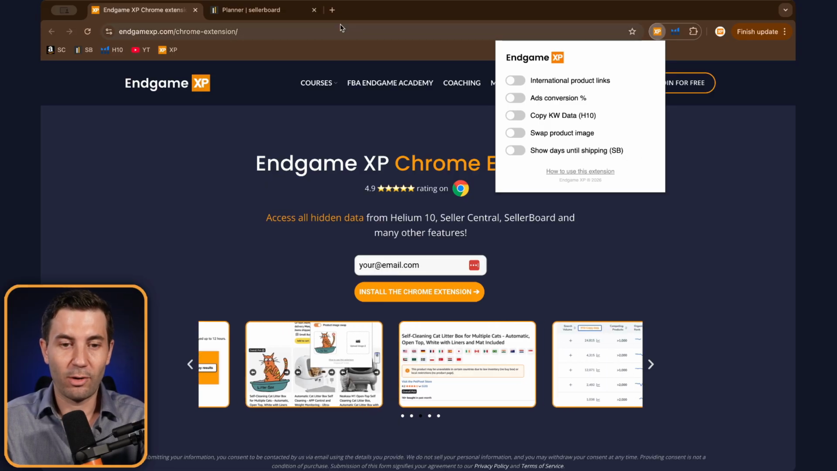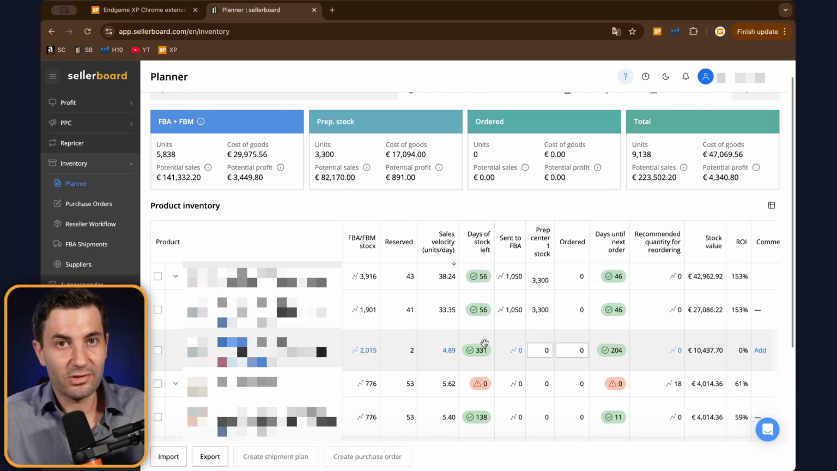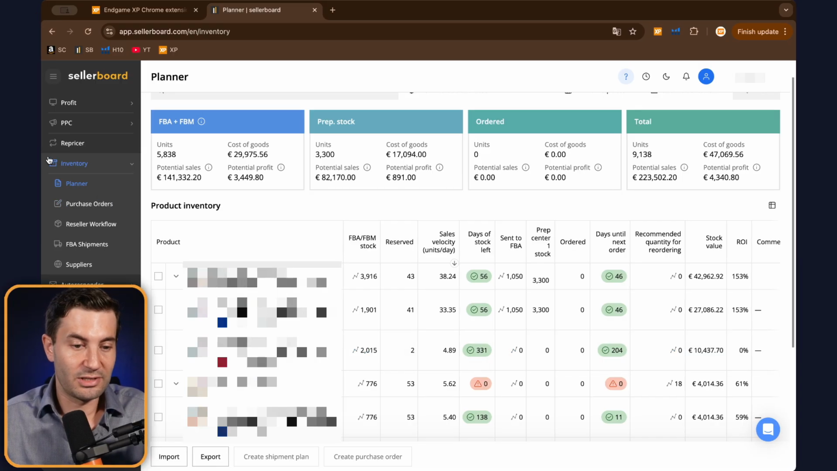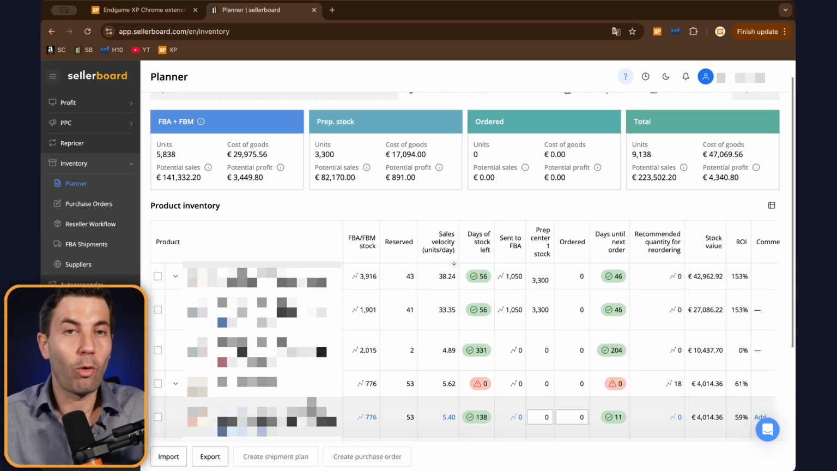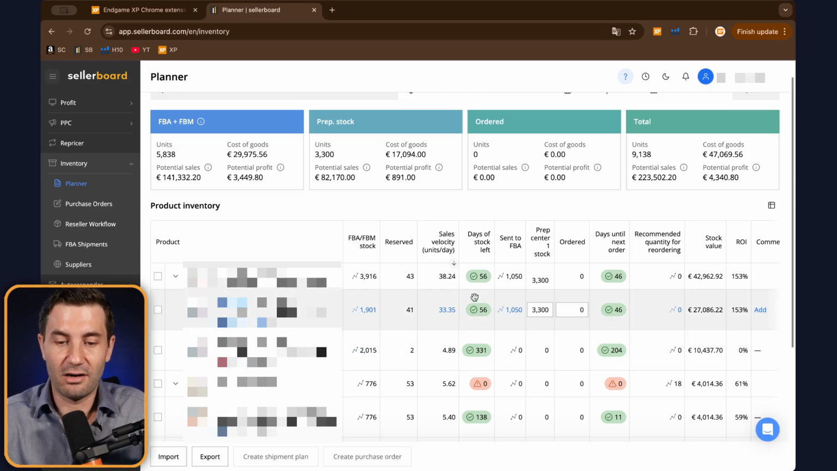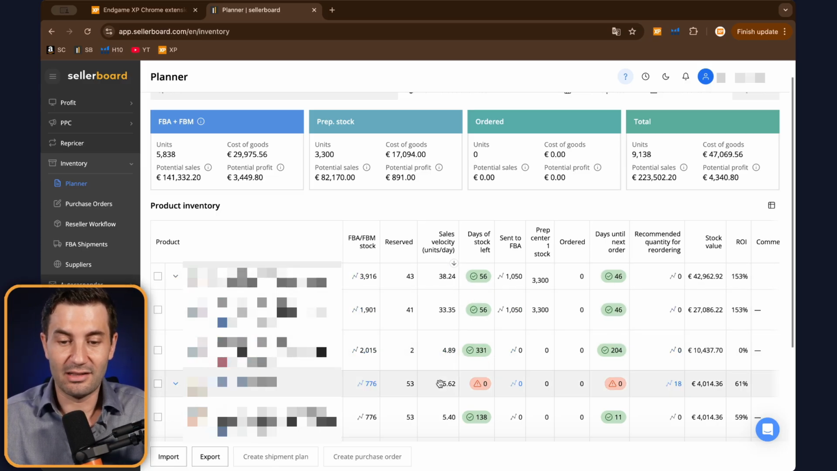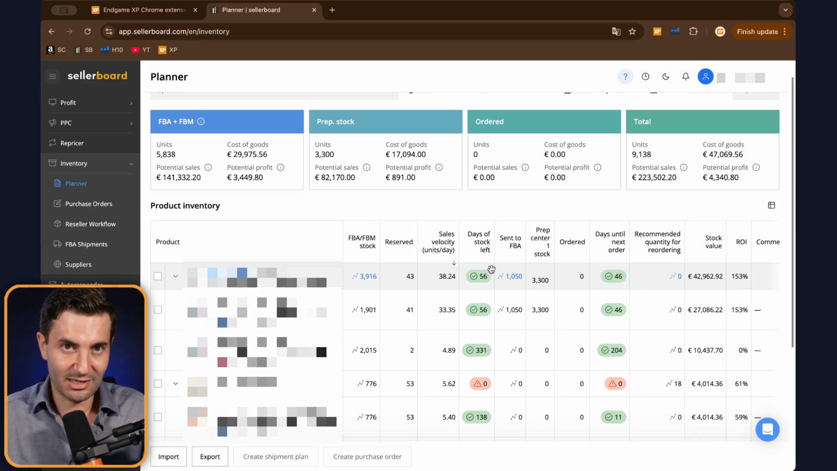So let's first start by opening Sellerboard. Once you are in the Sellerboard platform, you go in the inventory section in the planner, which is where you have the list of all of the products that are currently selling in your Seller Central account connected to your Sellerboard account. And along with the list of products, you have, of course, their sales velocity, the amount of units you're selling per day, as well as the days of stock left based on seasonality as well.